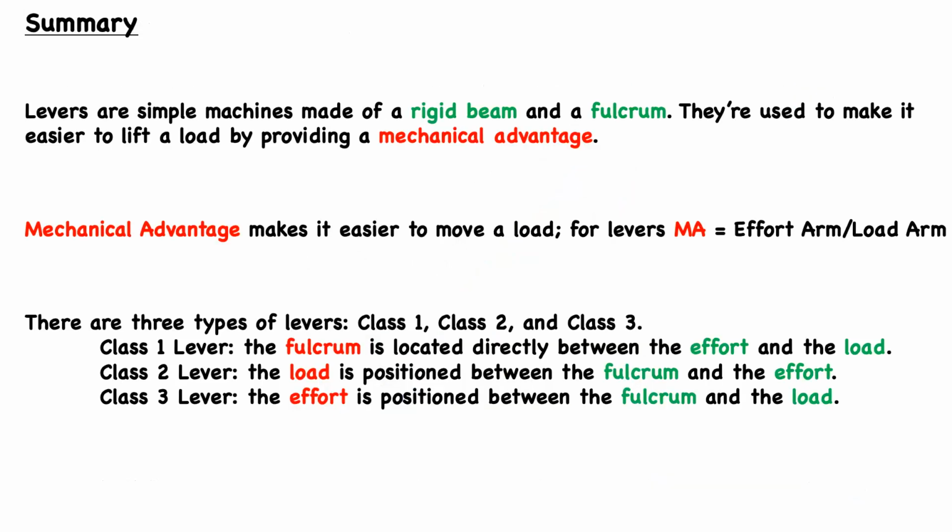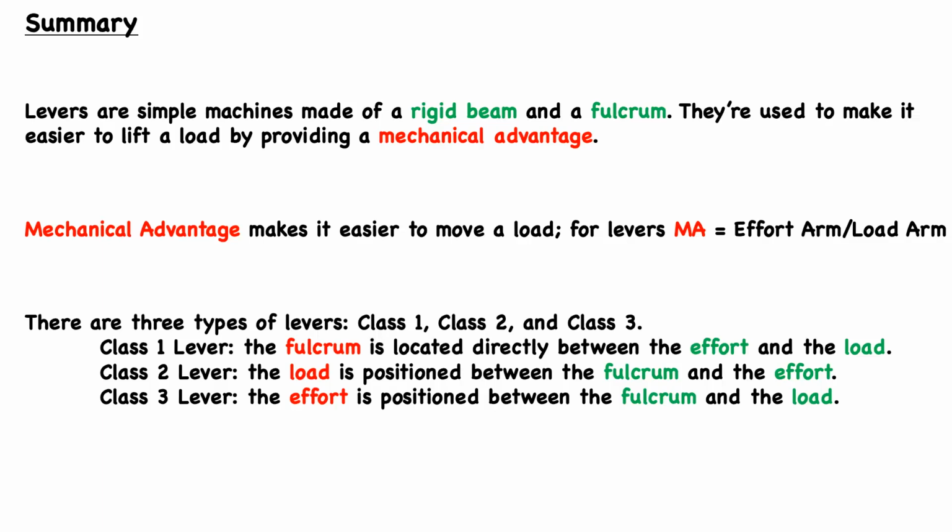To summarize what's important here: levers are simple machines that are made of two main components, a rigid beam and a fulcrum. They're used to make it easier to lift a load by providing mechanical advantage. Remember, when we're talking about simple machines, it always comes back to mechanical advantage. And mechanical advantage makes it easier to move a load. And for levers, the mechanical advantage is equal to the effort arm divided by the load arm.